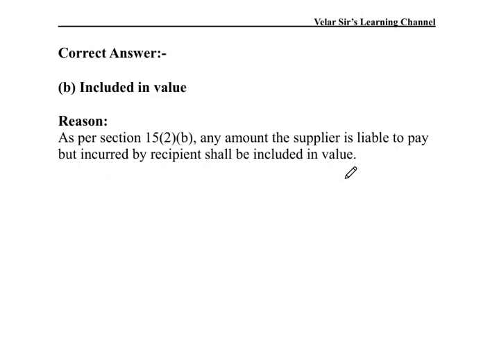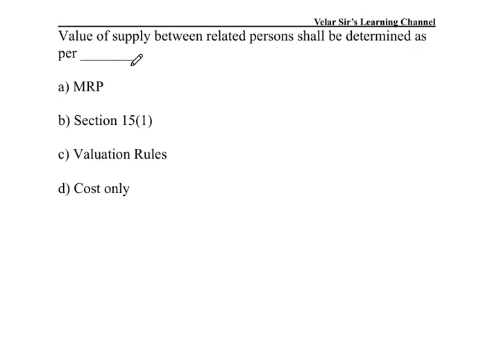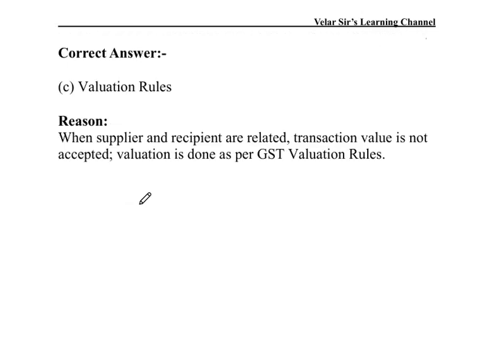The next MCQ. Value of supply between related persons shall be determined as per dash. The value of supply between related persons, in that case, how will it be determined? Options given are: A option MRP, B option section 15 subsection 1, C option valuation rules, and D option cost only. The correct answer will be valuation rules. Accordingly the value of supply will be determined.